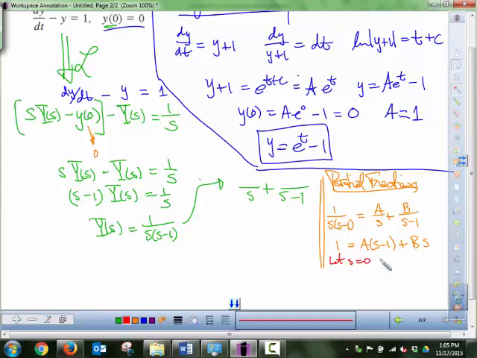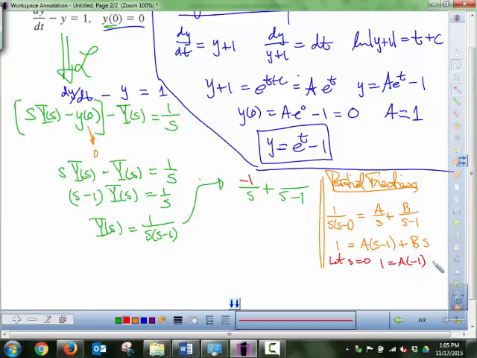So if s is equal to 0, I have 1 minus a times negative 1. So a is equal to -1. Right? You can do that as long as you don't have any repeated roots in the denominator. Sometimes you have s minus 1 quantity squared, and doing that would be a little trickier.